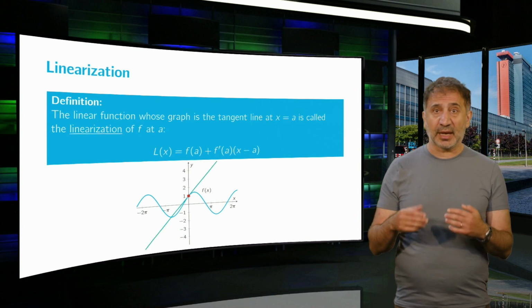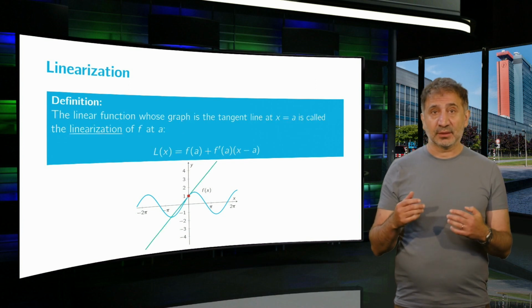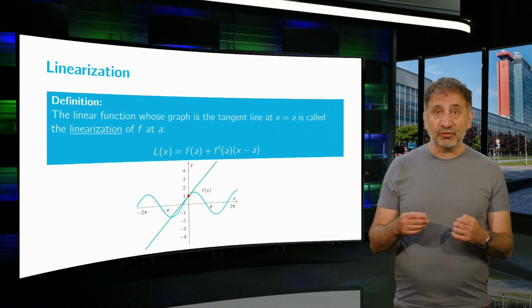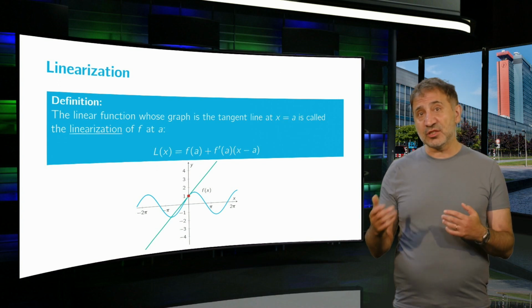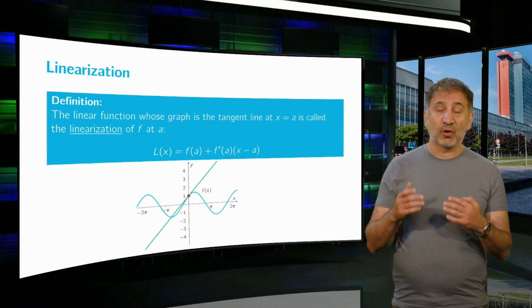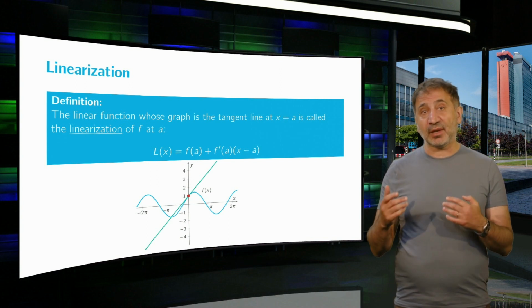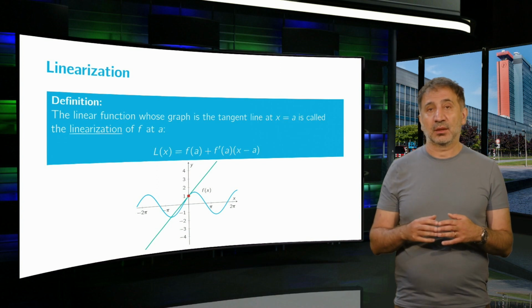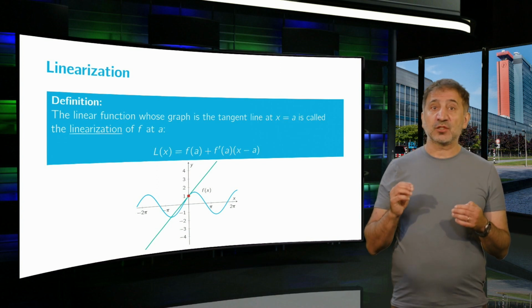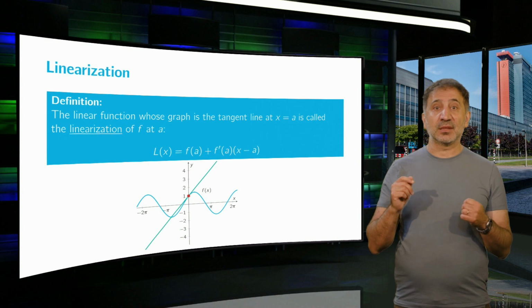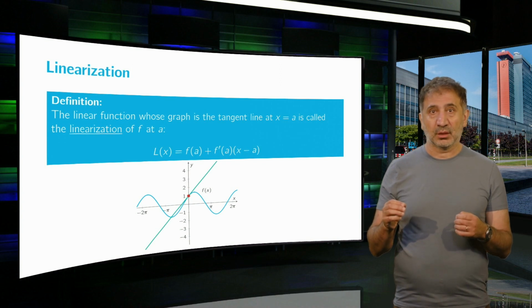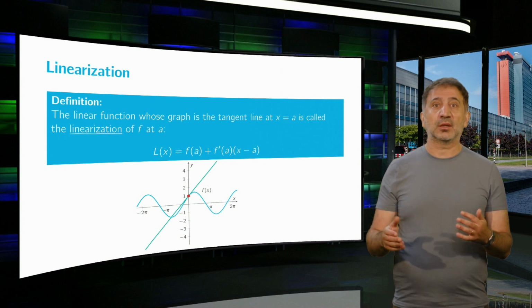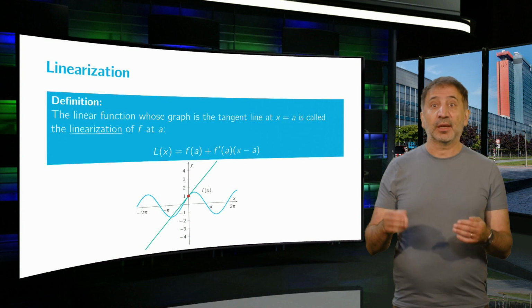The linearization L of x of this function f of x at x is a is the linear function whose graph is the tangent line. The formula of L of x is given by f of a plus f prime of a times x minus a. By the way, it does not make sense to talk about the linearization of a function, but it makes sense to talk about the linearization of a function at a point.